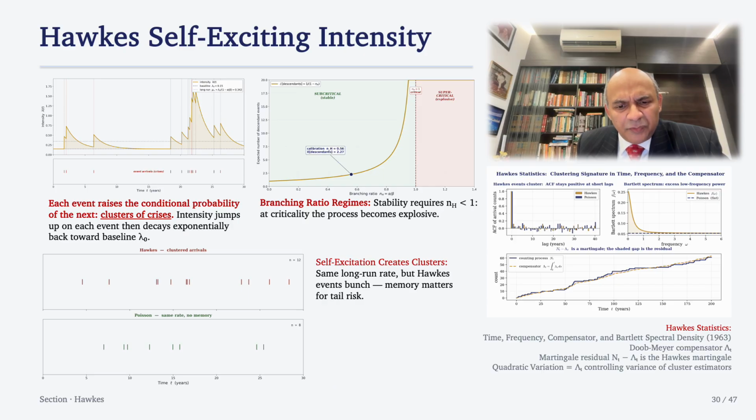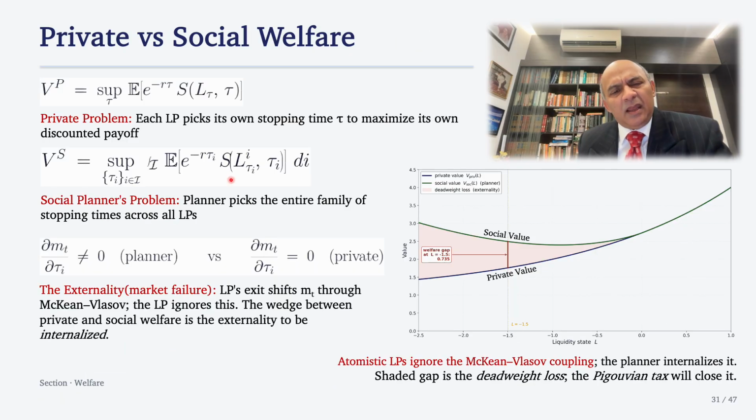Now, let's move forward into a view of welfare. So private versus social welfare. In the case of private welfare, each LP picks its own stopping time to maximize its own discounted payoff. It treats the population mean as exogenous by the Nash hypothesis. But the social planner, okay, this is the private problem. The social planner's problem is to pick the entire family of stopping times to maximize aggregate welfare.